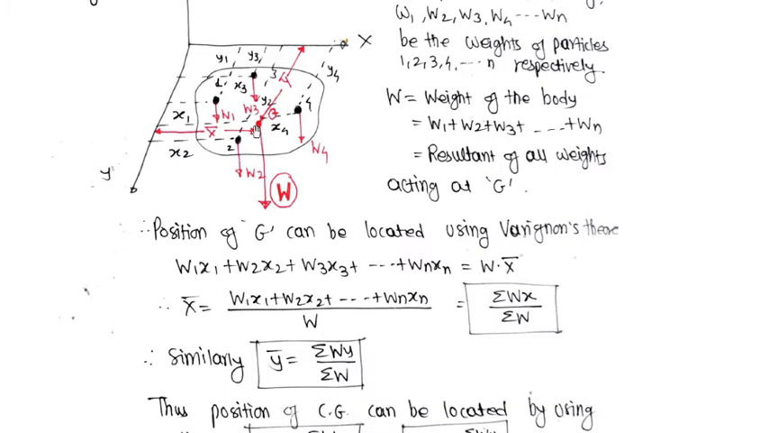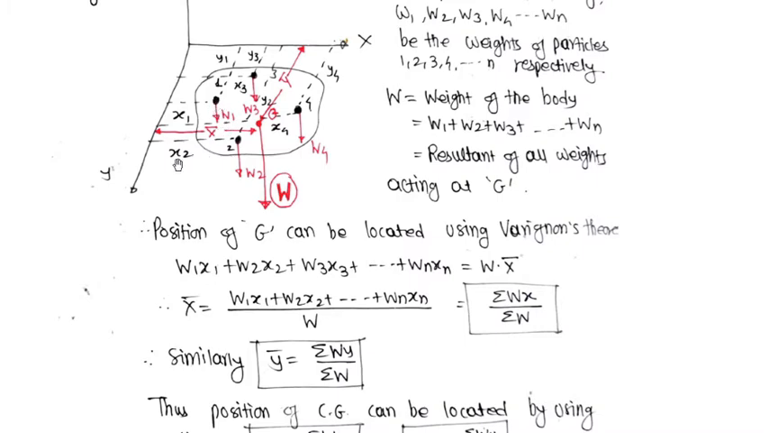Now, its position, point G is the point of application of W, and its position can be defined as x bar and y bar as discussed earlier. Now, how to calculate this x bar? Here one can use Varignon's theorem of moments. What does this theorem state? It states that the sum of moments of all the forces about a point is equal to the moment of their resultant. So, here I will take moments of all these forces about the y axis.